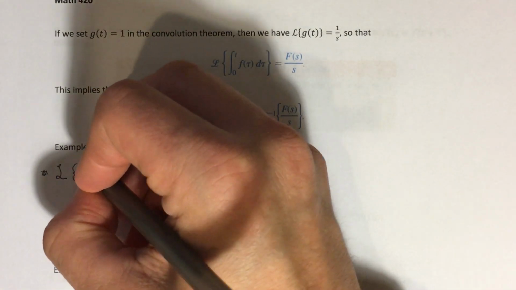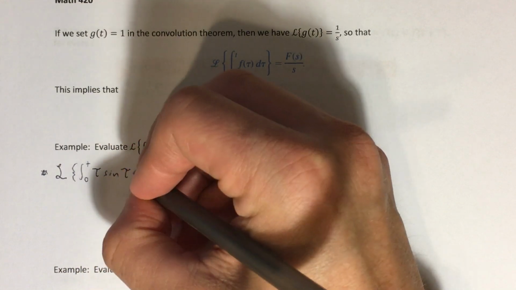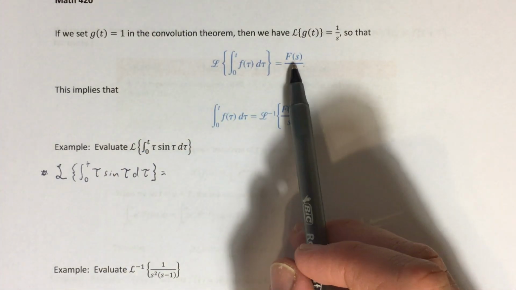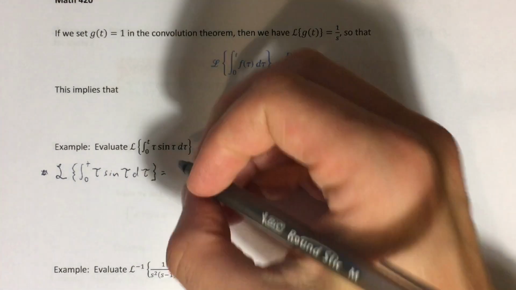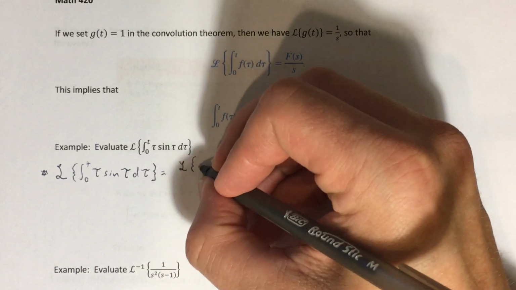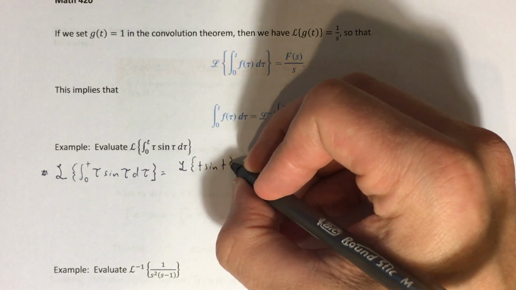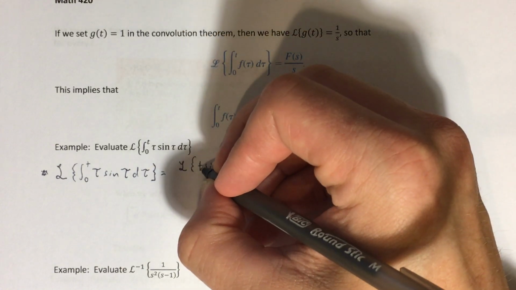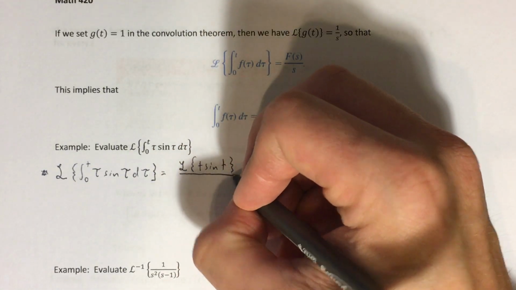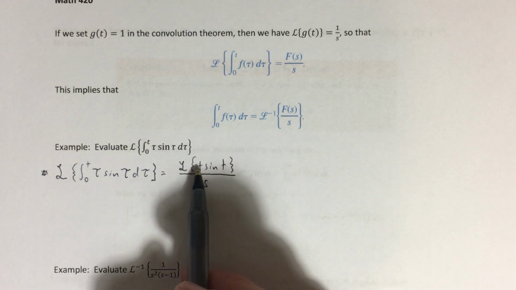The integral from 0 to t of tau sine of tau d tau is equal to the Laplace transform of the integrand over s. So the Laplace transform of t sine of t, and notice my taus become t's at this step, over s. Okay, but what is the Laplace transform of t sine of t?